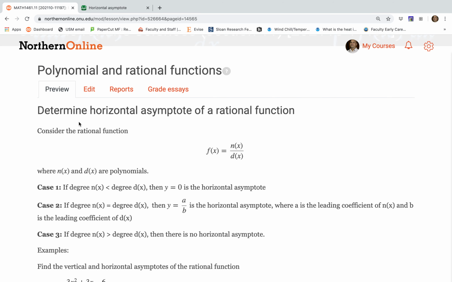Now we'll try to learn how to determine the horizontal asymptote of a rational function. So let's consider a rational function, right?